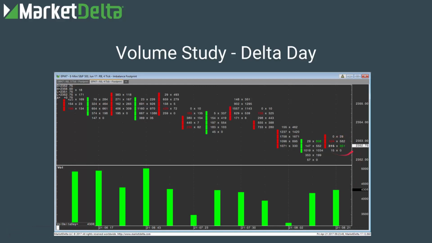So at this current moment in time, there were 4,308 net contracts long or bought. So it gives you that running total of net long or net short. Again, this is called delta day. It's part of the volume study.